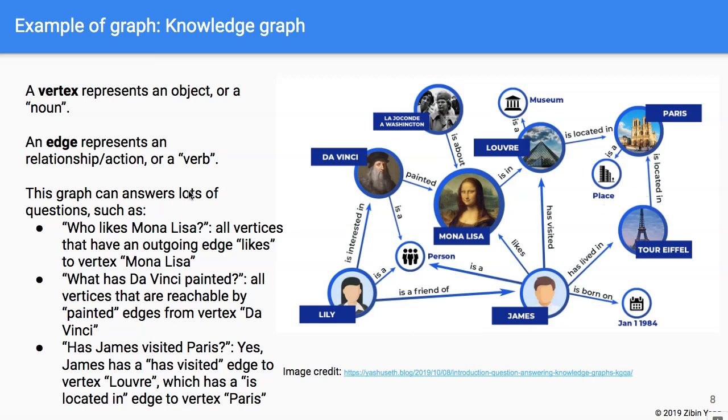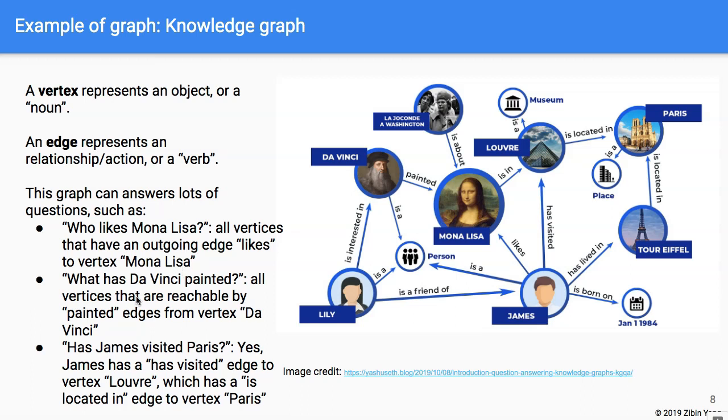A knowledge graph can answer lots and lots of interesting questions, such as the example here: who likes Mona Lisa? In order to answer that question, we observe that there is an edge called likes. This says James likes Mona Lisa. So to answer the question who likes Mona Lisa, we just have to find all vertices that have a likes edge going into Mona Lisa, the vertex.